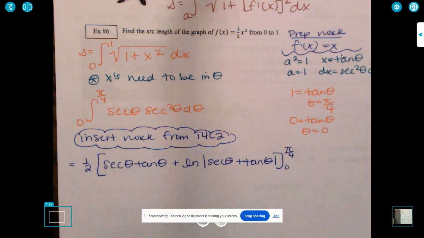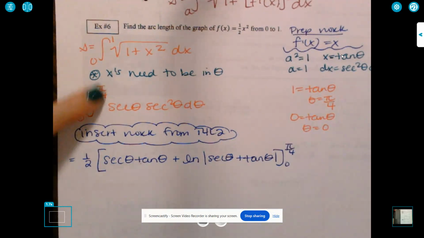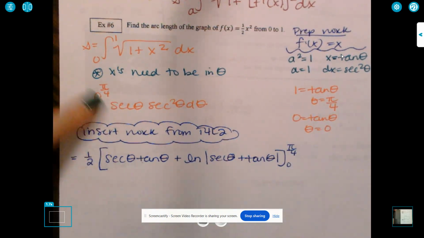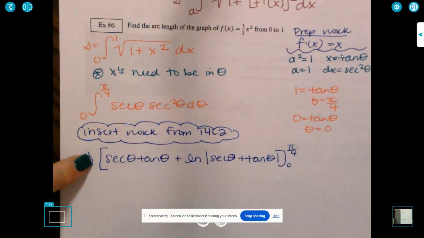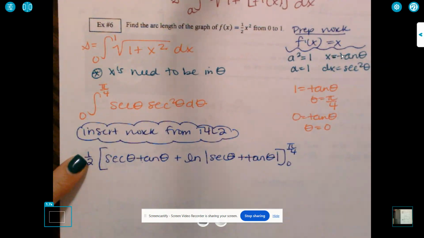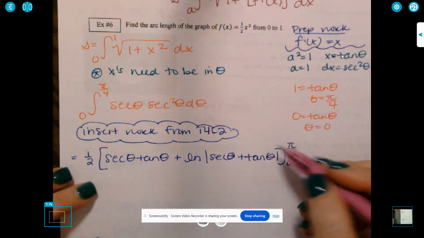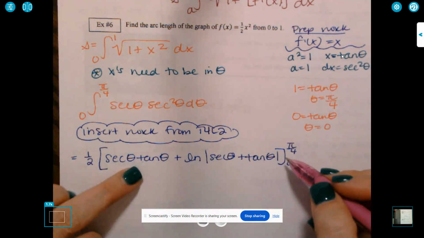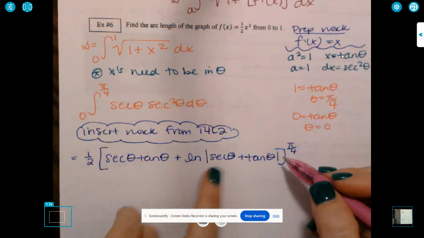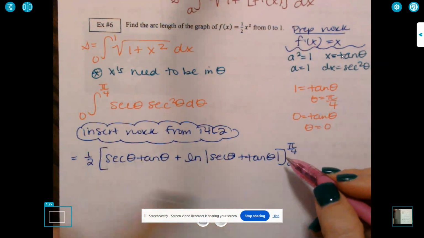And from 0 to pi on 4. Okay, so again, if you took the antiderivative of this through all the work that we did in test 4 lesson 2, it's going to take you to here. Okay, and now we are going to do our substitution. So using our pi on 4 and our 0, so the secant of pi on 4, the tangent of pi on 4, plus the ln of the absolute value of the secant of pi on 4 plus the tangent of pi on 4, so forth, okay?